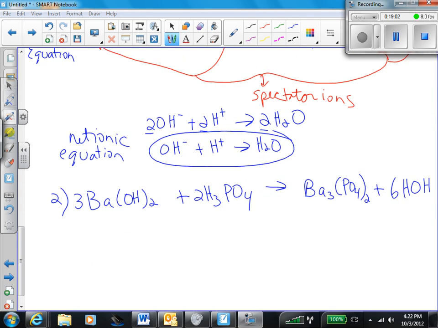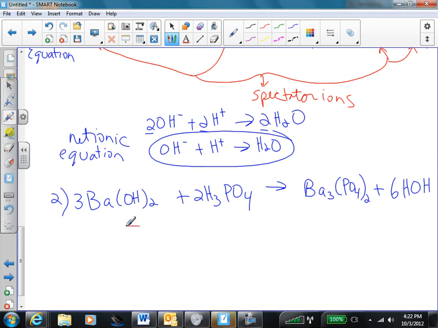Okay, I've rewritten number 2. And what's our first step? That's right, we've got to figure out if anything's a soluble ionic compound or a strong acid. So first we'll look up our barium hydroxide, and we find hydroxides are insoluble except with alkali metals, barium ions, strontium ions, and calcium ions. So actually this chemical is indeed soluble, so we will write aq because it's a soluble ionic compound.